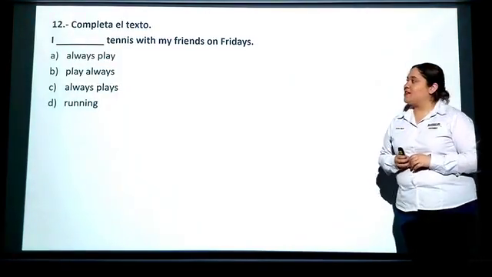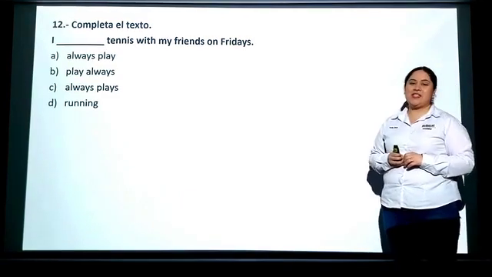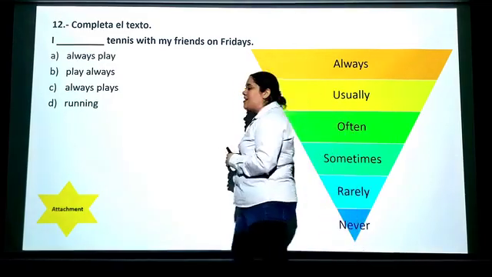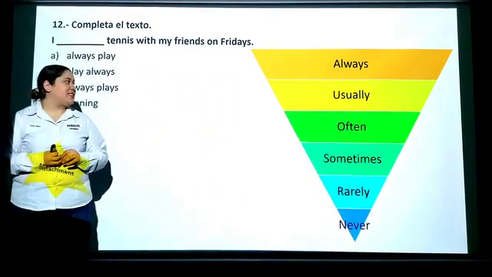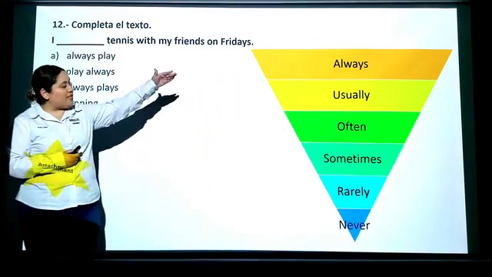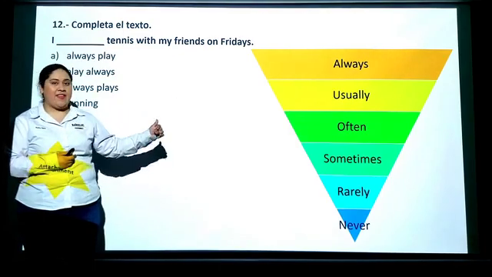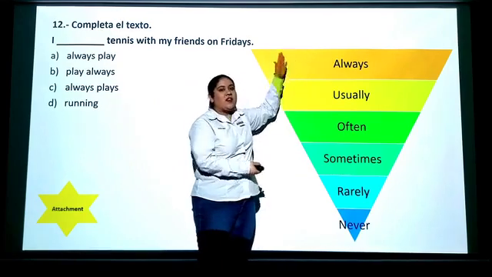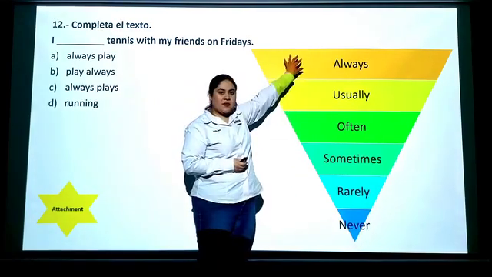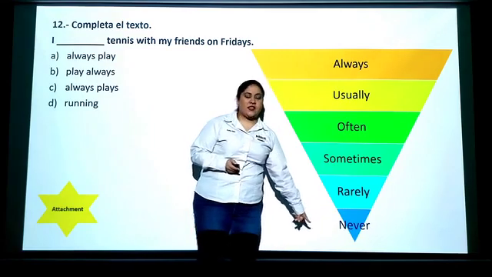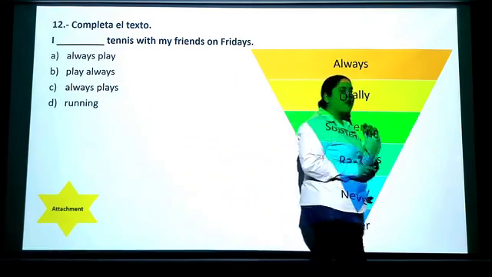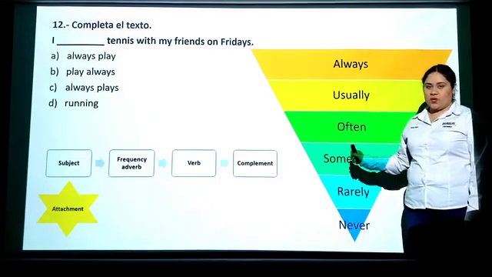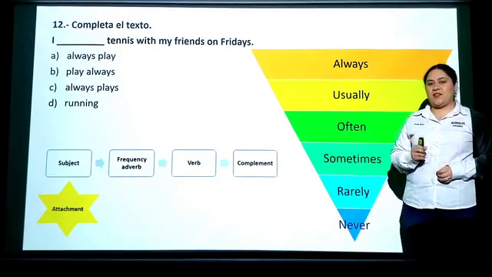Complete the text. I blank tennis with my friends on Fridays. Over here we're going to see this. These are the adverbs of frequency. Now we have always, usually, often, sometimes, rarely, and never. These are in the order in which things are done. You may say 100% of the time and 0% of the time. Okay? Knowing this, you have to know that it follows this order and it cannot follow a different one.